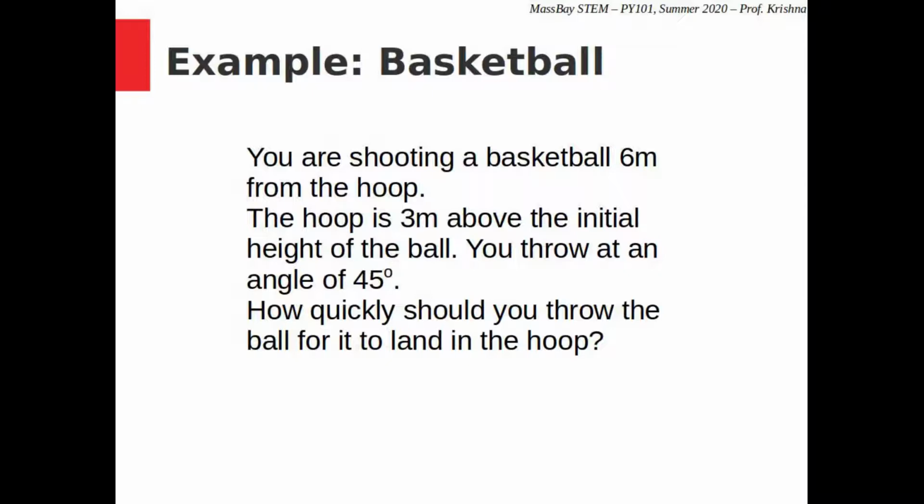But consider this case. You are shooting a basketball 6 meters from the hoop. The hoop is 3 meters above the initial height of the ball. You throw it at an angle of 45 degrees. How quickly should you throw the ball for it to land in the hoop?